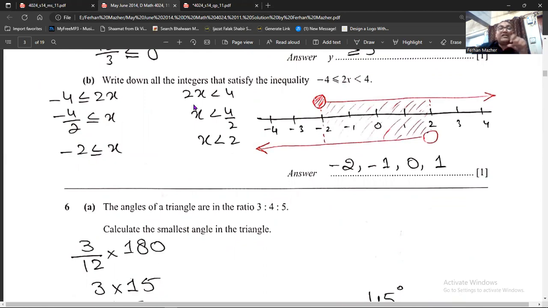Then I will take this part. 2x is less than 4. X will be less than 4 by 2. X is less than 2. Okay, now I will represent both these solutions on the number line.